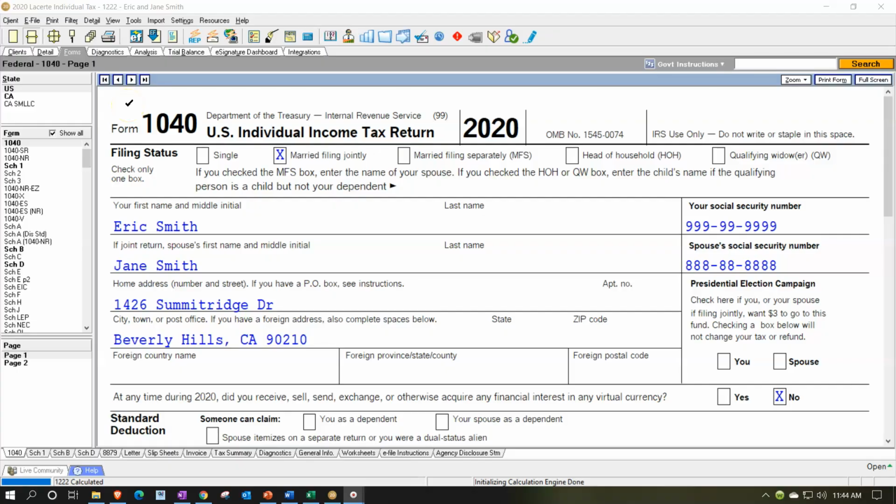Here we are in our Lacerte tax software. You don't need the Lacerte tax software to follow along, but I do think they have a 30-day free trial. So if you can get access to a promo or demo version of it or any other tax software, it could be a good tool to practice with.